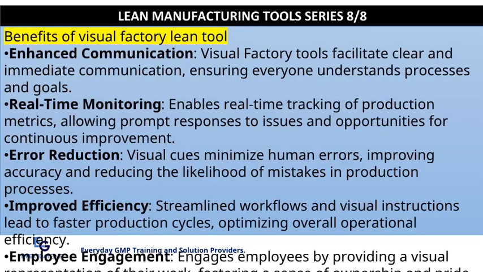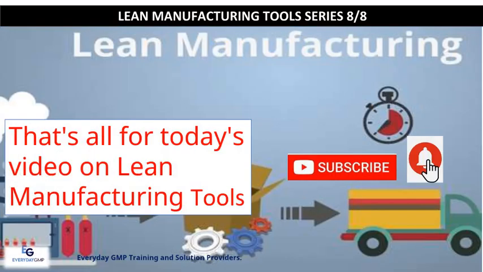Benefits of Visual Factory Lean Tool. Enhanced communication: visual factory tools facilitate clear and immediate communication, ensuring everyone understands processes and goals. Real-time monitoring: enables real-time tracking of production metrics, allowing prompt responses to issues and opportunities for continuous improvement. Error reduction: visual cues minimize human errors, improving accuracy and reducing the likelihood of mistakes in production processes. Improved efficiency: streamlined workflows and visual instructions lead to faster production cycles, optimizing overall operational efficiency. Employee engagement: engages employees by providing a visual representation of their work, fostering a sense of ownership and pride in their contributions. That's all for today's video on lean manufacturing tools.